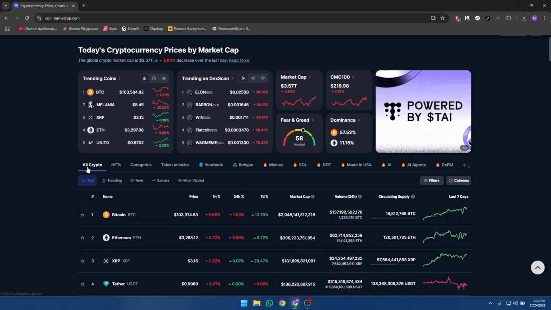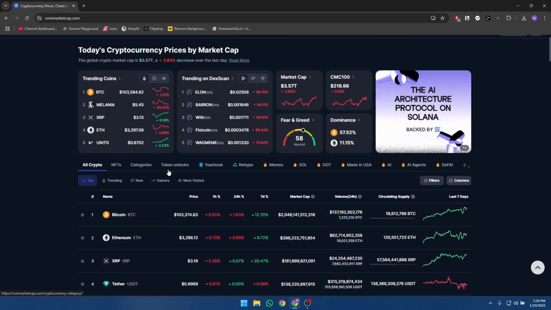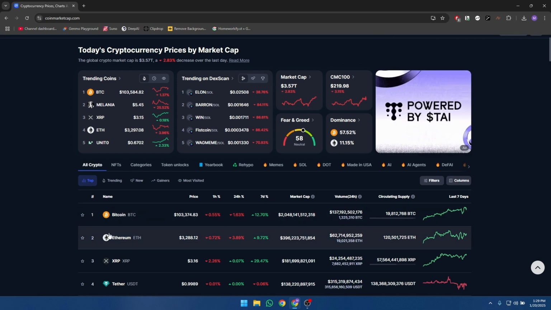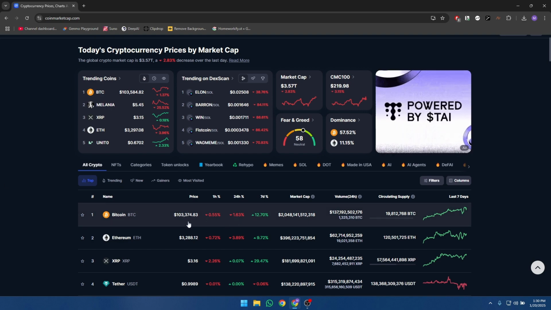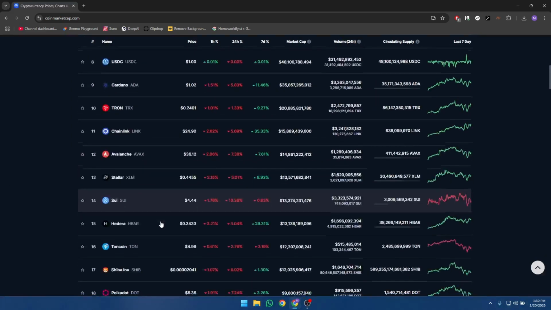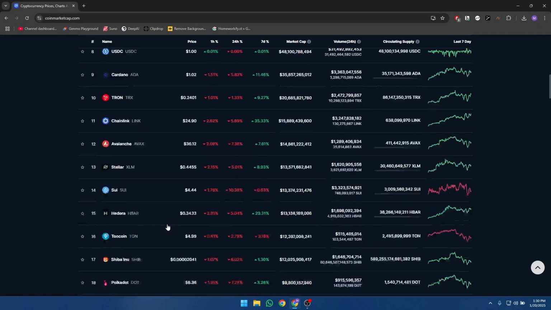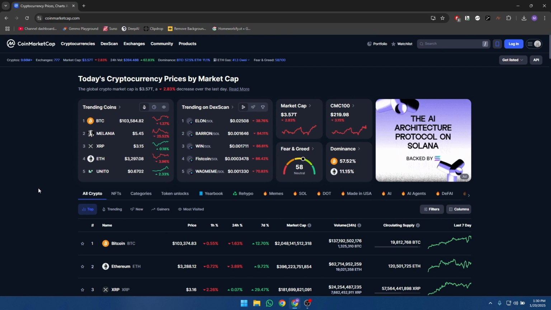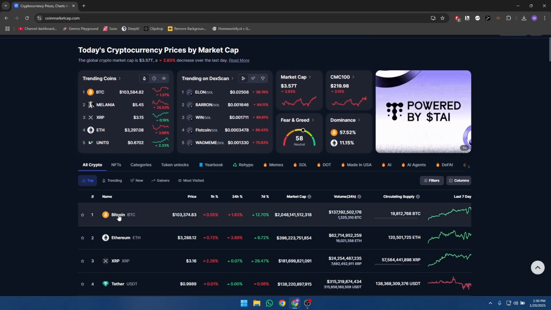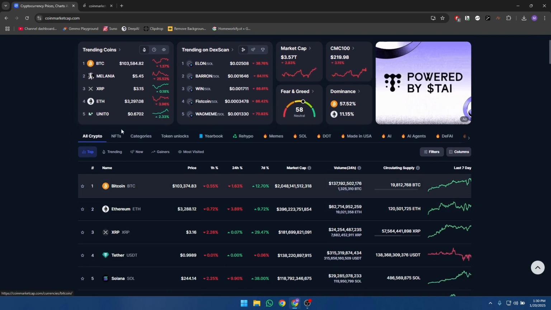Obviously, you have all your cryptos and NFTs categories and a bunch of other things here, as well as top trending, new, most gained and most viewed categories, and obviously all these coins that are in the market right now. So for starters, you could click on any coin you would like. In our case, we'll take Bitcoin as an example.